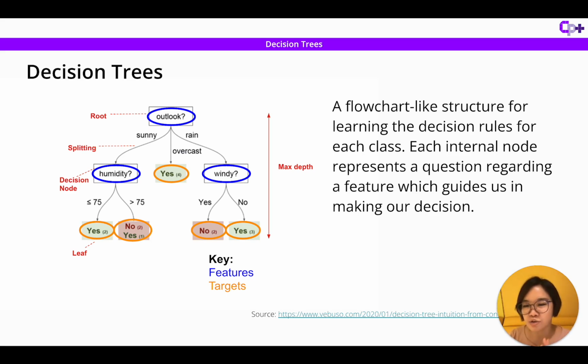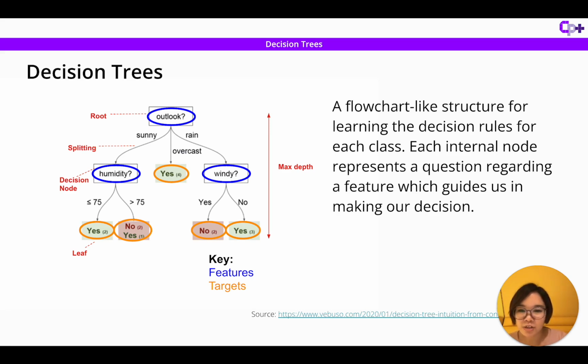The actual problem was to see whether I want to go and play tennis. So here I take a look first: is the weather sunny or rainy or overcast? If it's sunny, then I check whether it's humid. If it's not humid, I'll play tennis. If it's too humid, then likely I won't. If it's overcast, I always go and play tennis, no matter what, whether it's humid or rainy or windy. And if it's rainy, I'll go check the wind as well.